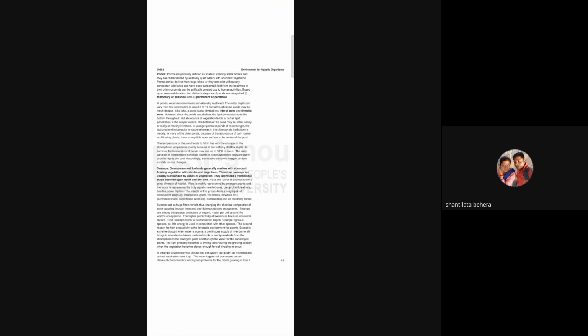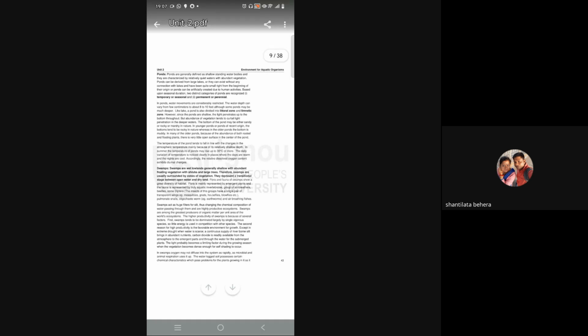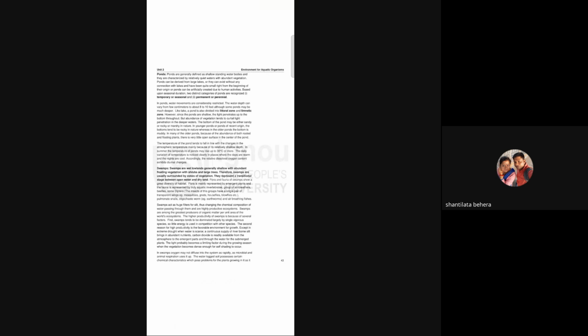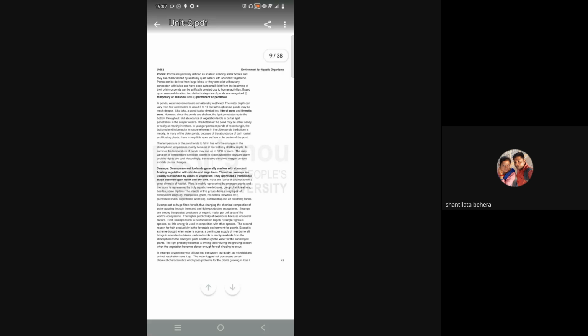In the pond there are also two zones, the littoral zone and the limnetic zone. The littoral zone is the shallow water zone. Just like in a lake, there are different zones in ponds too. The littoral zone is again the shallow water zone, where light penetration is higher and there is more production. In the limnetic zone, as depth increases, light penetration decreases. So it is again divided into the photic zone and the profundal zone. In the photic zone aquatic organisms can grow because of light penetration, but in the profundal zone aquatic organisms cannot grow.